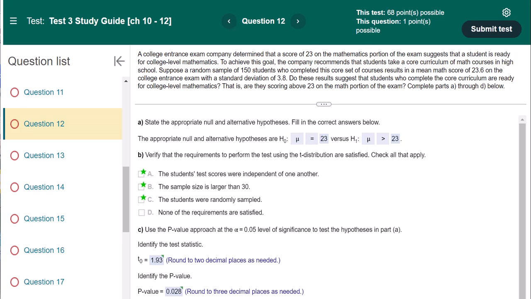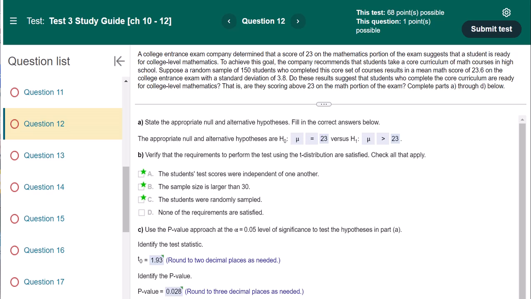Okay, number 12. A college entrance exam company determined a score of 23 on the math portion of the exam suggests a student is ready for college level math. To achieve this goal, the company recommends the students take a core curriculum of math courses in high school. So we have a random sample of 150 students who completed this course.